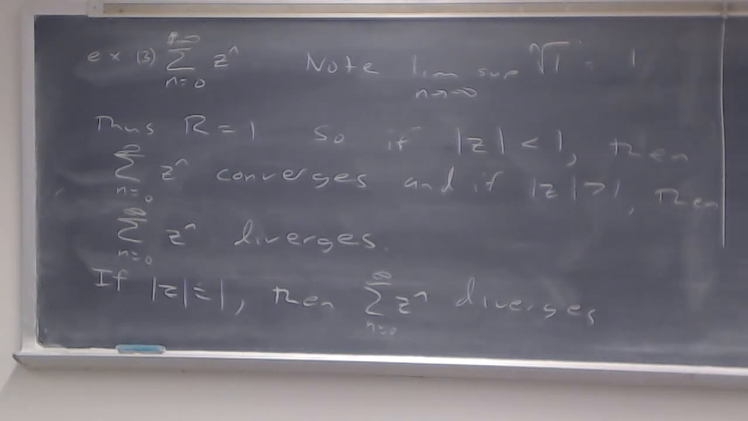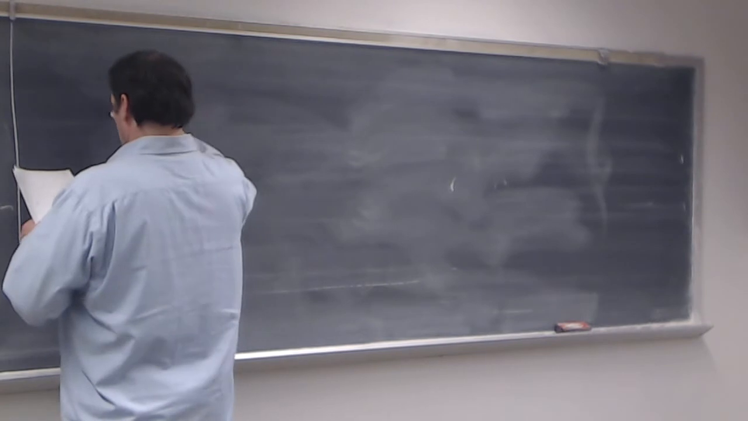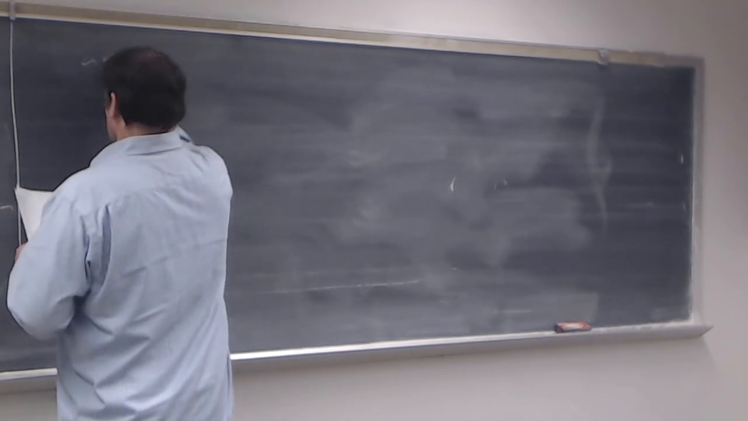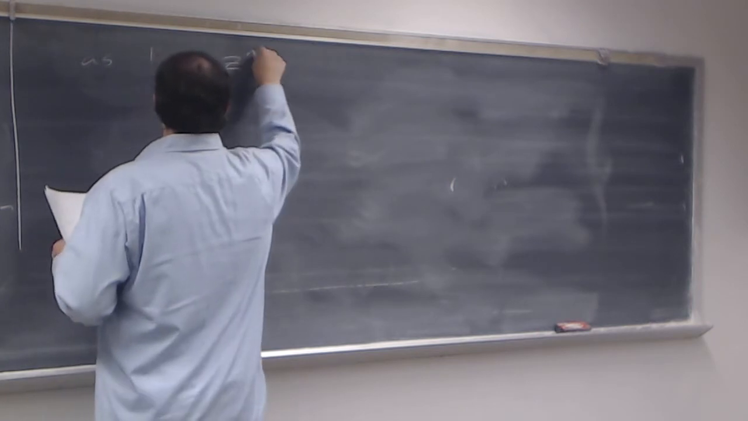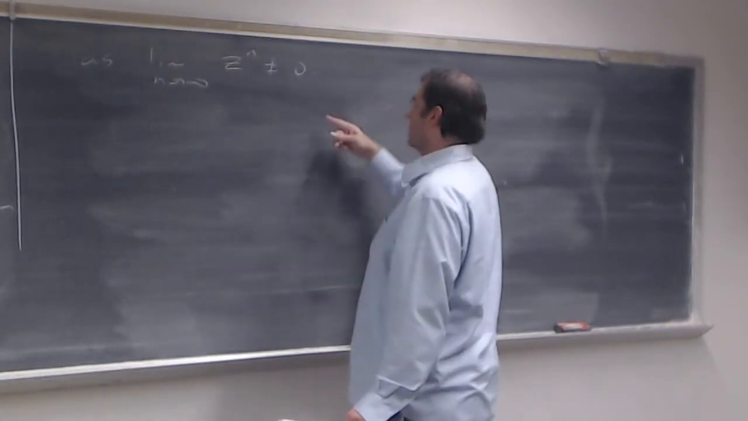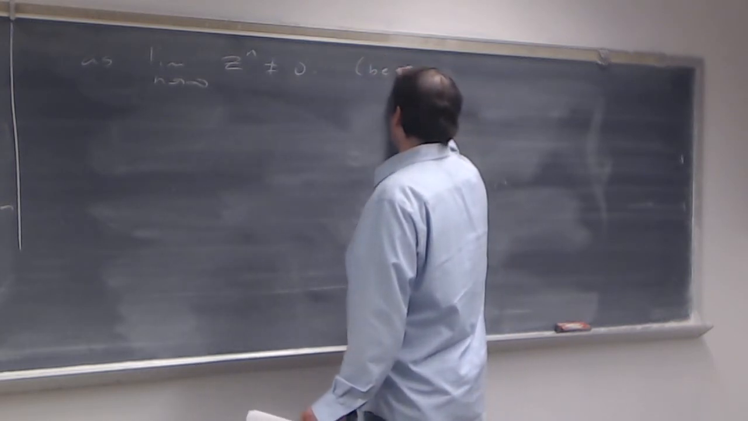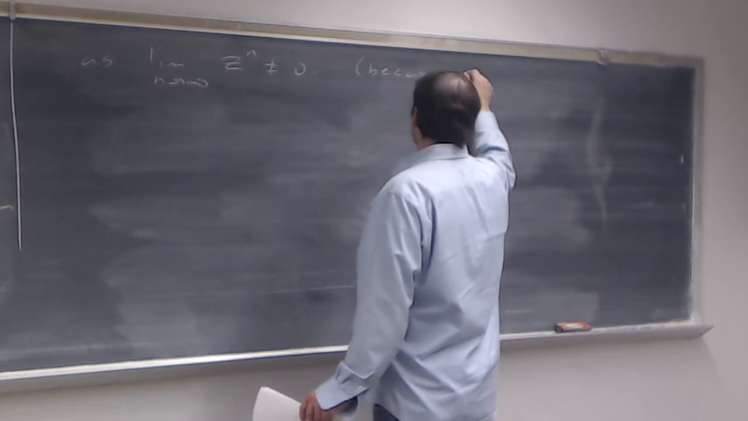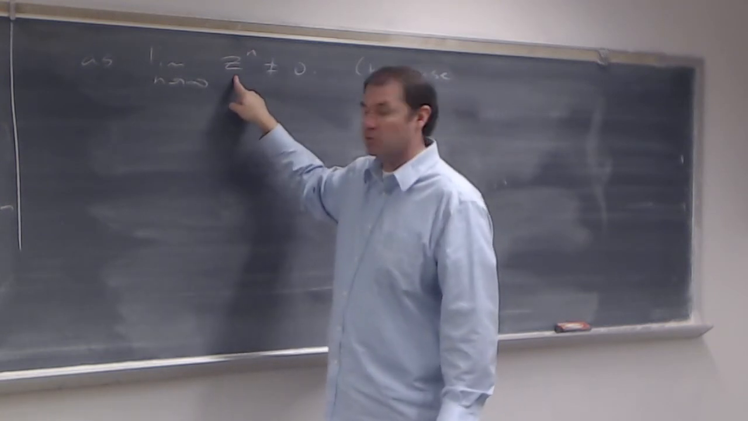It diverges by the divergence test. And here's the thinking. The limit as n goes to infinity of z to the n is not 0. And the reason that this limit is not 0 is because, and this is with the norm of z, the absolute value of z, being equal to 1.